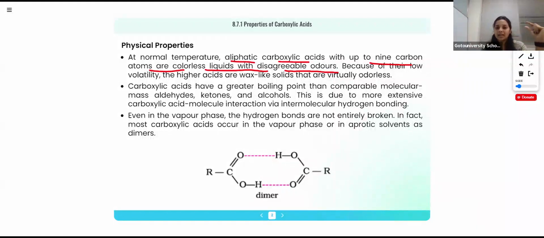Aliphatic carboxylic acids with up to 9 carbon atoms. Up to 9 carbon atoms means maximum. Normally we can attain up to 9; above 9 is also possible. But the carboxylic acids containing up to 9 carbon atoms are colorless liquids with disagreeable odors. Because of their low volatility, the higher acids are wax-like solids that are virtually odorless.